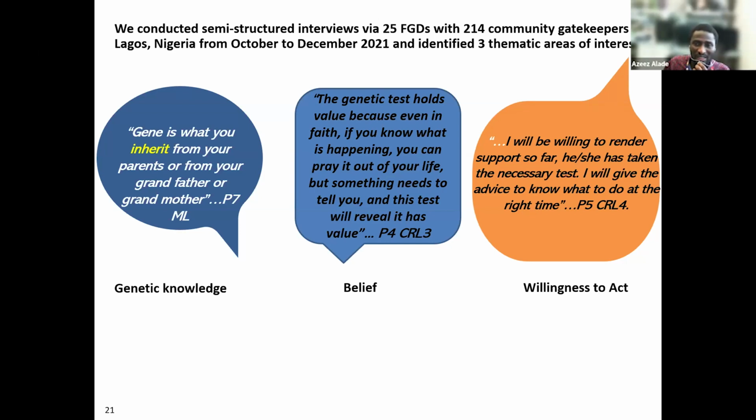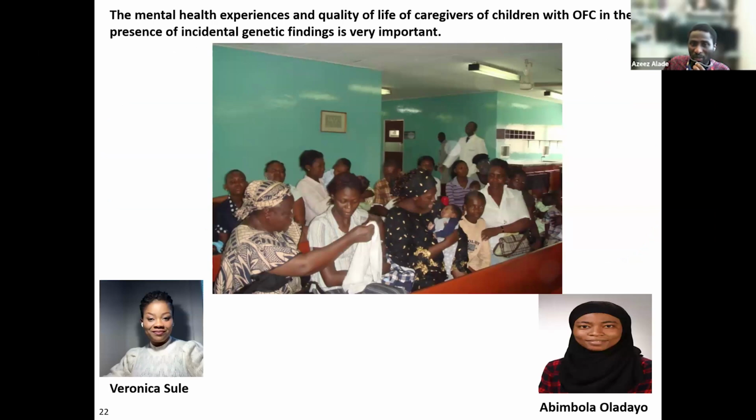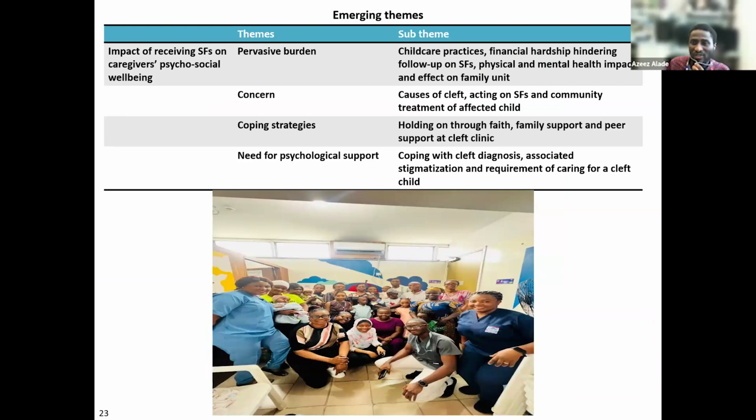And while we are doing this, the next question that came up was: a mother already has a child with clefts, and then this mother is being told that there is a risk of maybe breast cancer or DM. What is the impact of all this information on the mental health of these caregivers? That was the next question we asked, and we had a focus group discussion to tease this out. And these are some of the themes that came up during this focus group discussion.